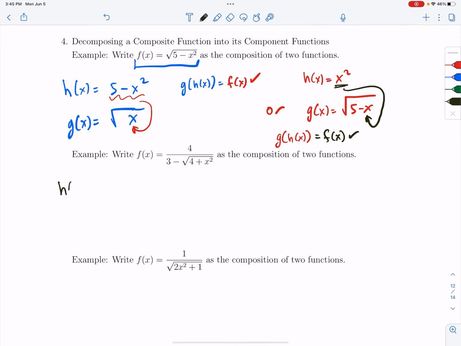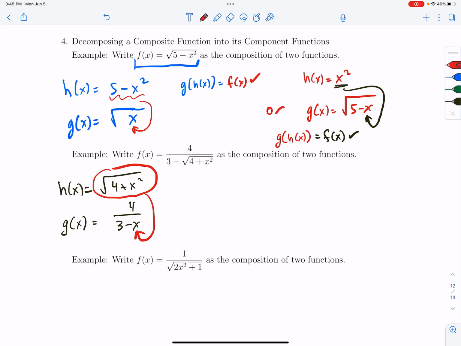Let's say h of x is the input function. So how about the square root of 4 plus x squared? And the function I'm inputting that into, let's say 4 over 3 minus x. If I'm inputting the h function into the g function, I'd be putting it right there, and that would give me what I'm starting with. Let's see if we can come up with another one here.